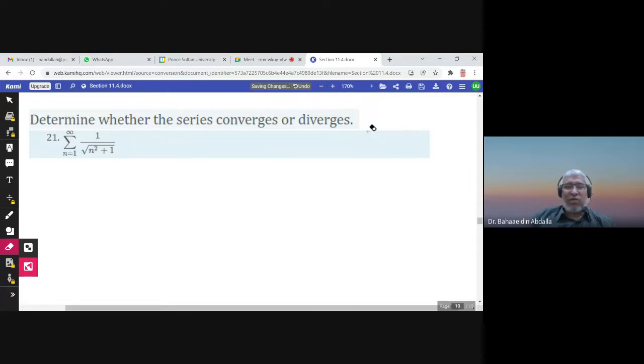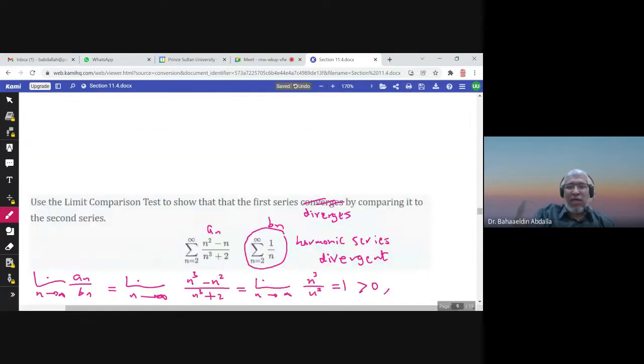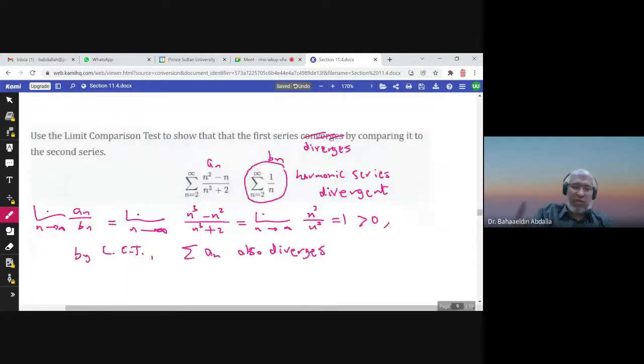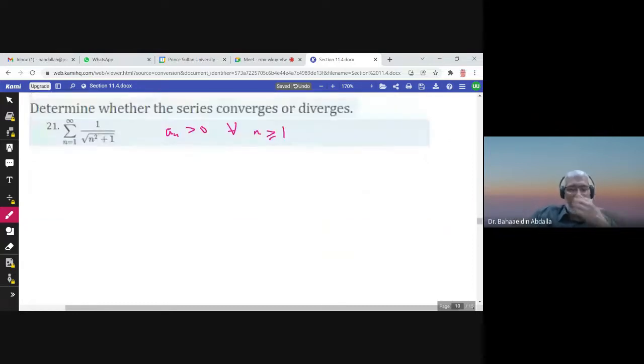So I have to use the limit comparison test here. And let me first say that an is greater than 0 for all n greater than or equal to 1. In any problem we have to say this first, okay? Then let us determine bn. Well, bn is 1 over the square root of n squared, which is 1 over n. And this is divergent.